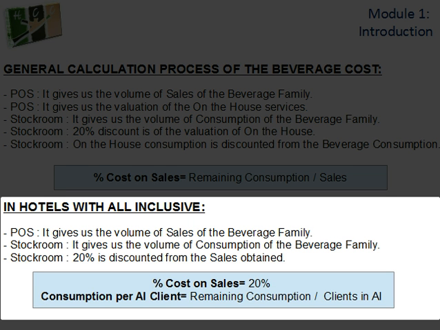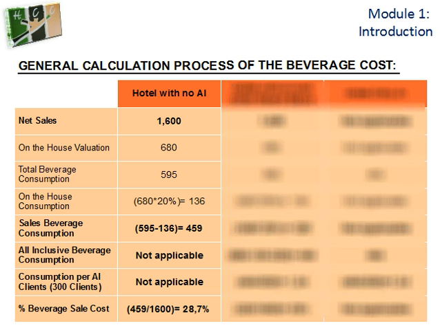We will see it more simply with a practical scenario for each case. In an ordinary hotel with no all-inclusive, we have net sales which amount to 1,600, and the POS indicates that the sale price of the invitations amounts to 680. On the other hand, the stockroom informs us that the total beverage consumption is 595, as we discount from this the corresponding on-the-house consumption, 20% of the estimate of the invitations, which is 680. So we are left with 459 beverage consumption destined to sales. Dividing the consumption amongst the net sales, we obtain the beverage cost per unit sold of 28.7%.